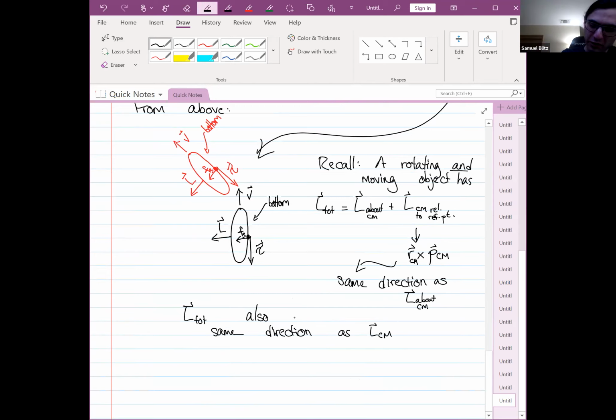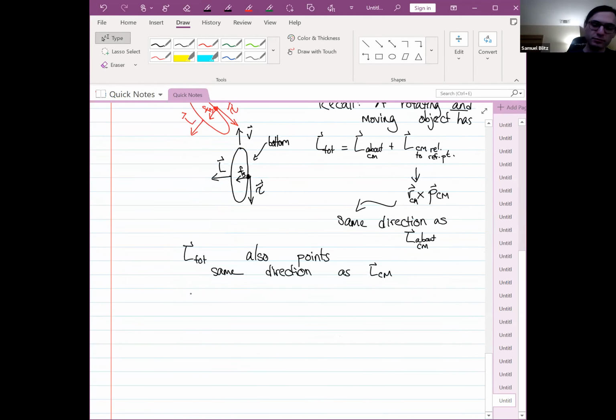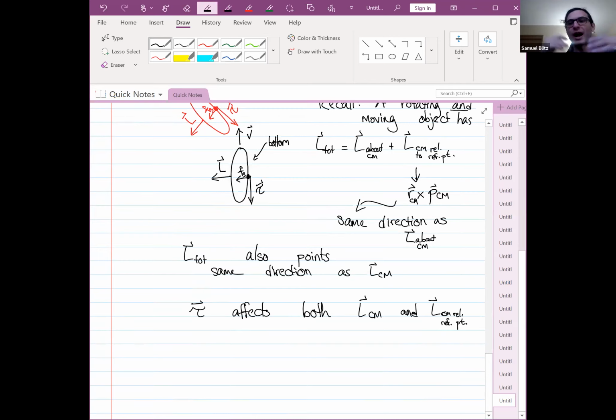Also points, sorry, talking while writing. If you say something different from what you're writing, it can get very confusing. So this is just to say that the torque affects both the angular momentum relative to the center of mass and the angular momentum of the center of mass relative to the reference point in the same way, because they're both pointing in the same direction. So the torque affects them both in the same way, because all you're really doing is making the total angular momentum just bigger, and the fraction that each part gets is the same.